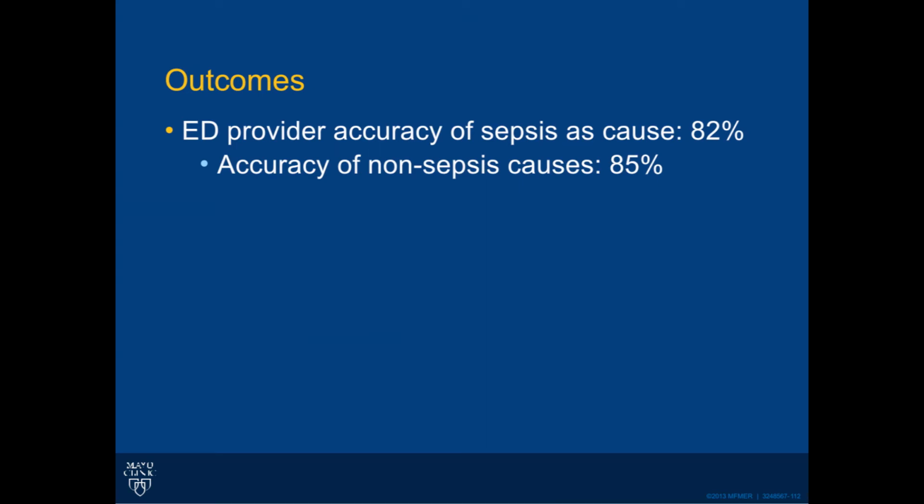ED providers, it turns out, are very good at recognizing sepsis or infection as the cause of shock states. We did a careful review of several hundred patients to look at how accurate folks were based both on discharge diagnosis, culture results, and independent review of those charts. And this is being written up for publication currently. But we're accurate 82% of the time, and we identify non-sepsis causes 85% of the time. I was actually pretty pleased and surprised at that. I figured we'd call everything sepsis, and it turns out not to be the case.